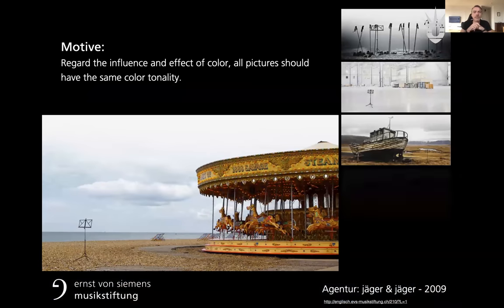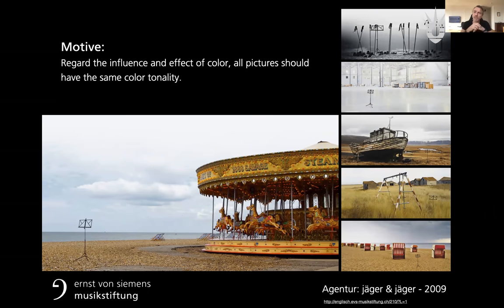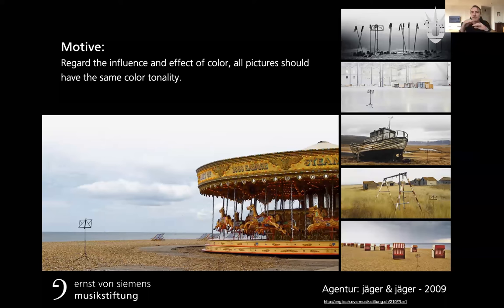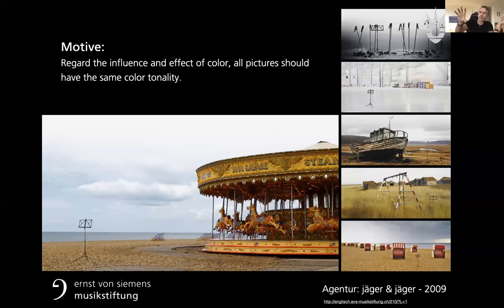When you see this, this is a picture style I love a lot, because it's very calm and very quiet, and it works for a music company. And there they have done a little research. That means that every time you see a photo from Ernst von Siemens Musikstiftung, there is nobody in the photo. There are no people. That's very calm. And you always have this space where you can place your papers with your notes on it. And it's every time in this picture.